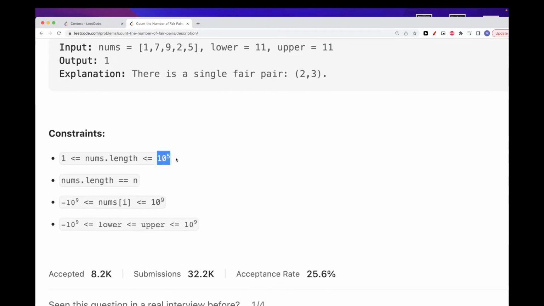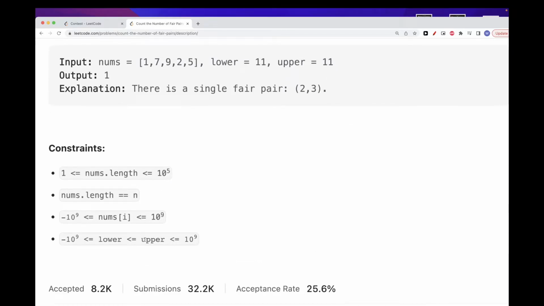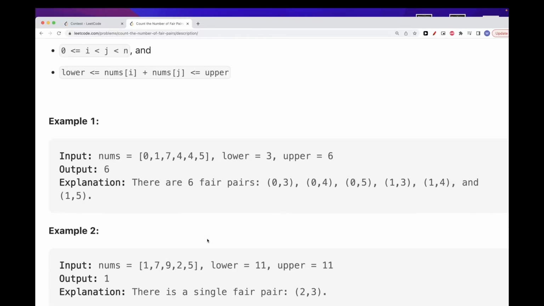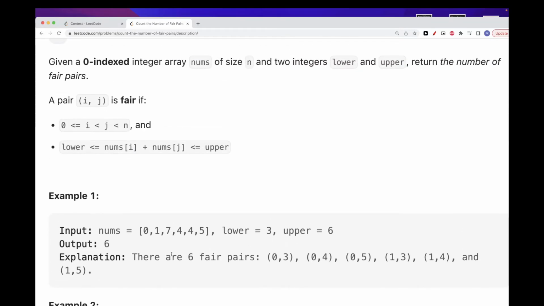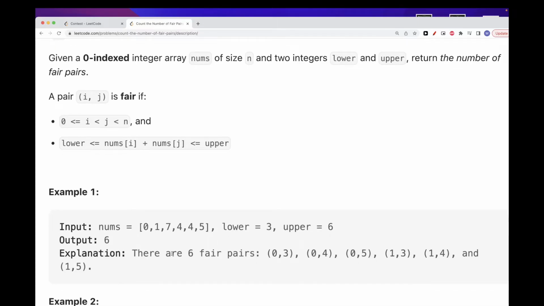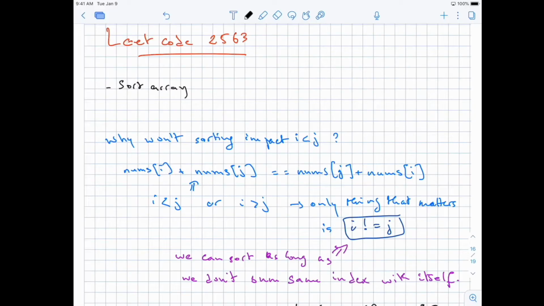Now, in terms of constraints, the length of the array is 10 to the power of 5. The range itself is 10 to the power of 9, right? So this already tells you can't try every pair of indices in the array, because that would be at least 10 to the power of 10, right? And so we need to find a better solution here. So let's see how we can solve it.